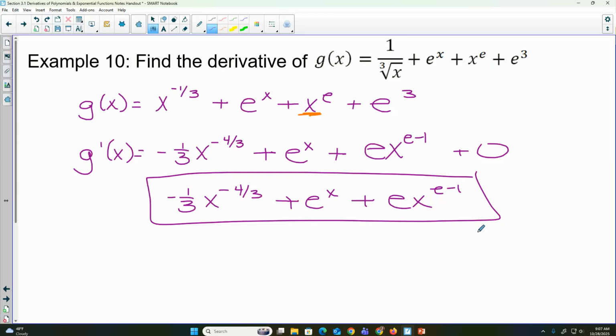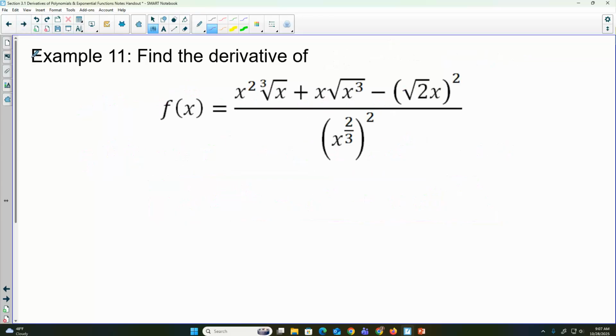All right. Let's try another challenging one. Thoughts? What could we do here? Distribute that squared. Okay. We've got to clean this up a lot, don't we? We can only do the derivative if it's e to the x or x to a power. So I'm going to clean this up a lot.